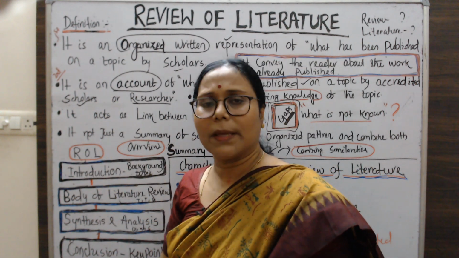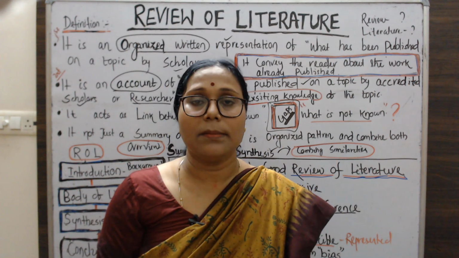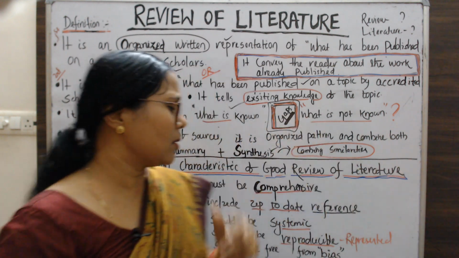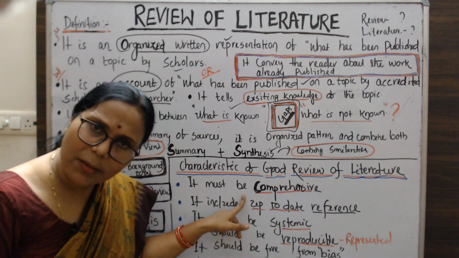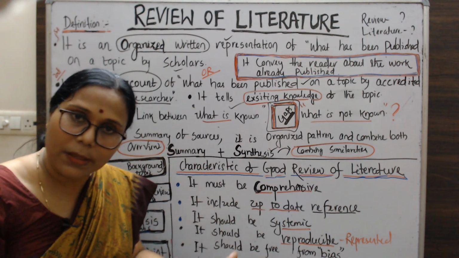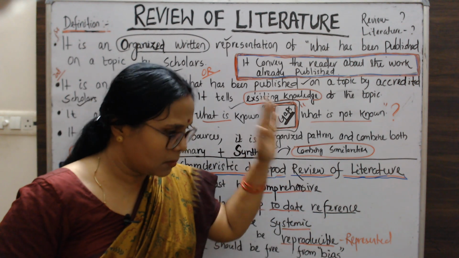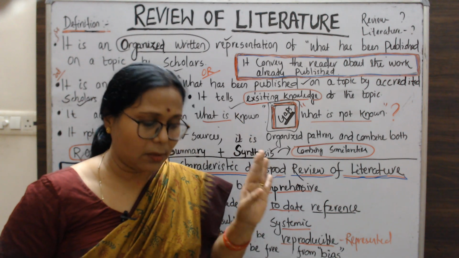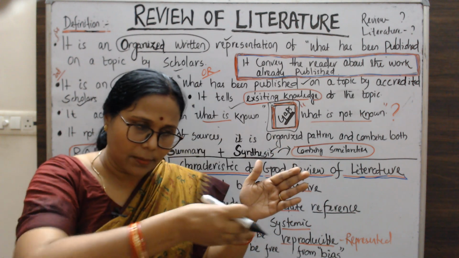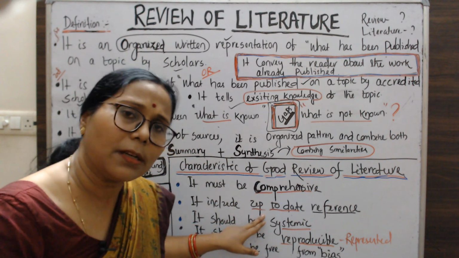An important question is what makes a good, correct review of literature. Some of the points: first, it should be comprehensive, meaning the whole content should be there, with a large scope. Second, it should include up-to-date references. If you go to a Google search or Google Scholar search engine, the results are already mentioned chronologically, year-wise, so you will get up-to-date references.